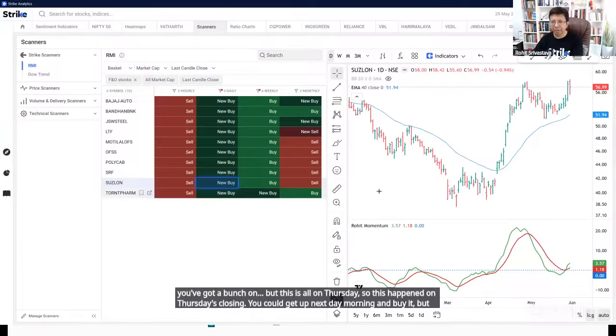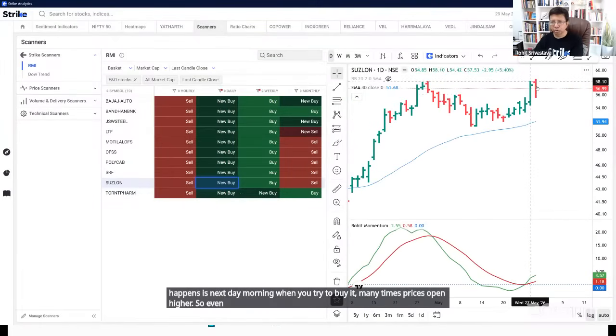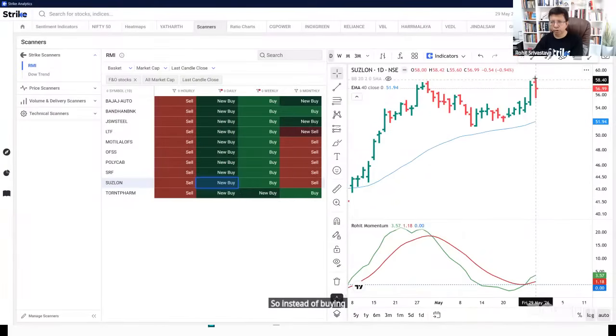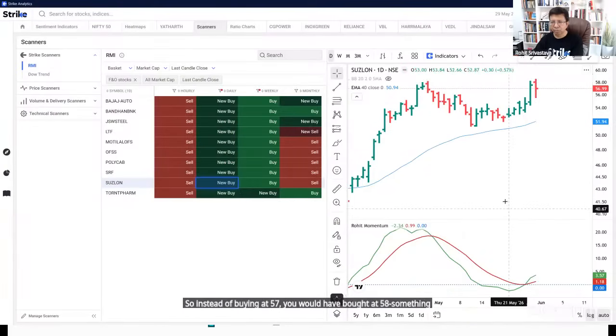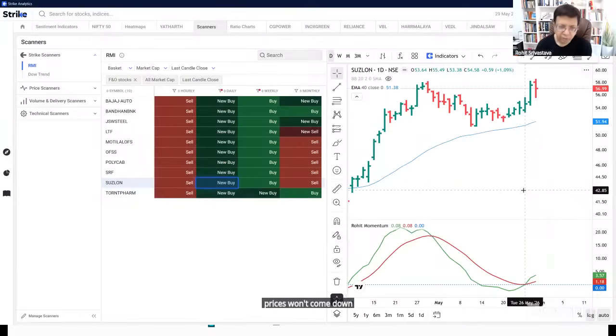But what happens is, next day morning when you try to buy it, many times prices open higher. So even though Suzlon closed down the next day, in the morning it opened higher and went even higher to 58. So instead of buying at 57, you would have bought at 58 something, almost a rupee or more higher, because of the momentum carrying forward from the previous day. But that doesn't necessarily mean that prices won't come down. Okay, but the buy signal remains.